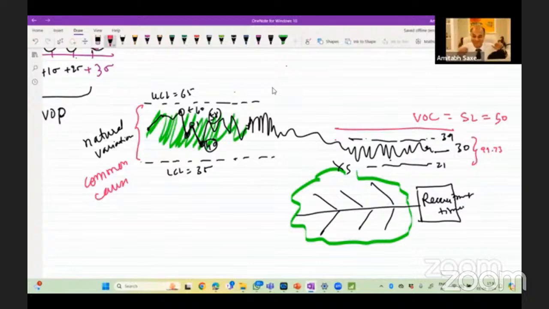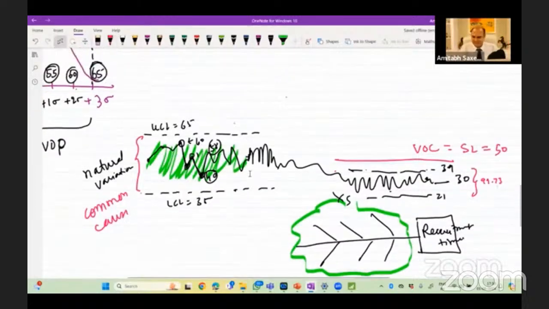You have changed the system. And that is what a green belt or black belt does. He changes the DNA of the process by doing root cause analysis. And that's what we are learning. How will you do that? Let us learn. So now in the measure phase, it's a simple thing.